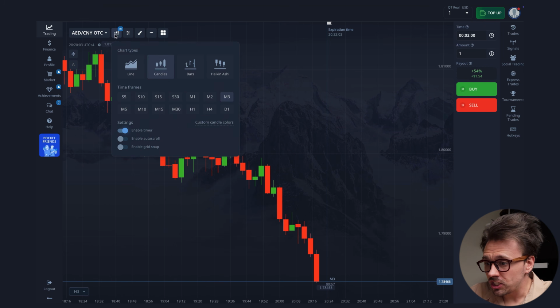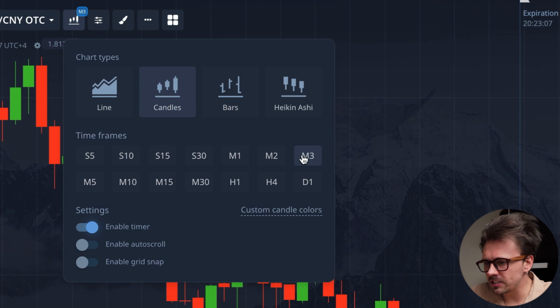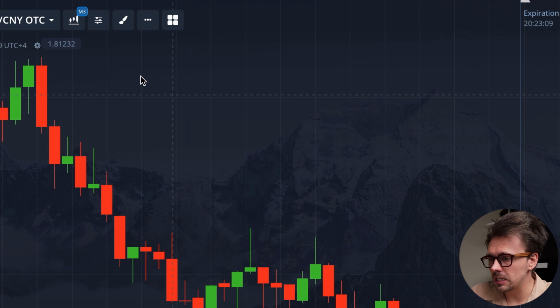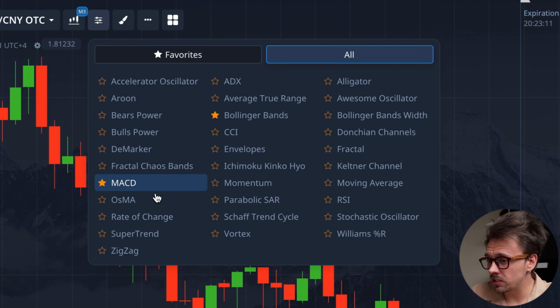So I've learned one important thing: never skip platform setup. With the right setup, you increase your chances of growing your balance because the signals become much clearer. Today the chart type is candlestick, time frame 3 minutes. For my strategy, this fits perfectly.